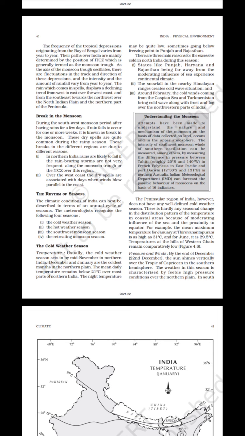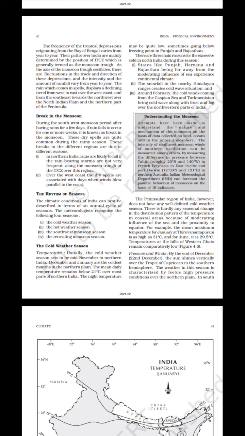The cold weather season. Temperature. Usually, the cold weather season sets in by mid November in northern India. December and January are the coldest months in the northern plain. The mean daily temperature remains below 21 degrees Celsius over most parts of northern India. The night temperature may be quite low, sometimes going below freezing point in Punjab and Rajasthan.